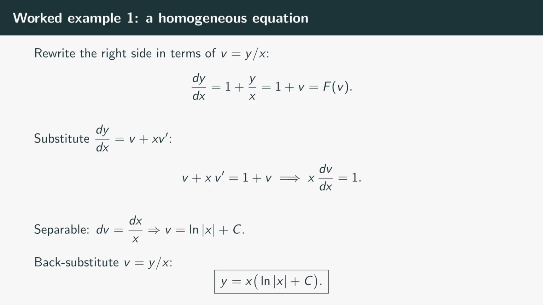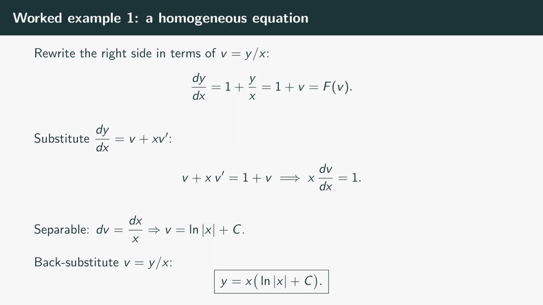Let us solve one. The equation is dy/dx equals (x + y)/x. First rewrite the right side in terms of the ratio. (x + y)/x splits into x/x + y/x, which is 1 + y/x, that is 1 + v, so it is homogeneous with f(v) equal to 1 + v. Now substitute dy/dx equals v + x dv/dx.